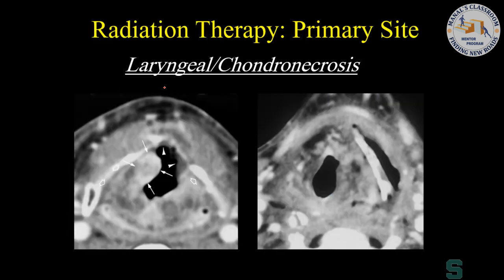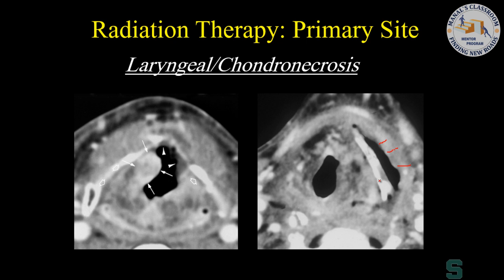But we have to be cognizant of the fact that you can have air after other treatments. So in this particular case, this patient had chemotherapy and radiation therapy, and there's air that's just outside the left thyroid cartilage. If you have chondronecrosis, it actually develops nitrogen, and that nitrogen can extend into the fascial plane. So this can typically be seen after radiation therapy.